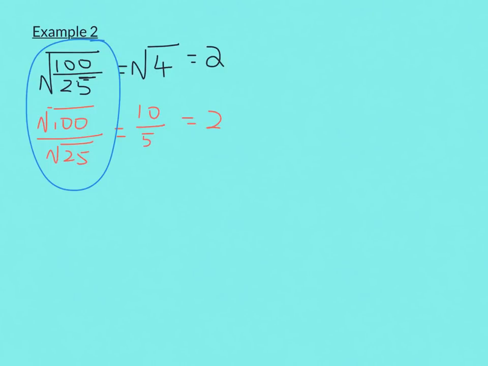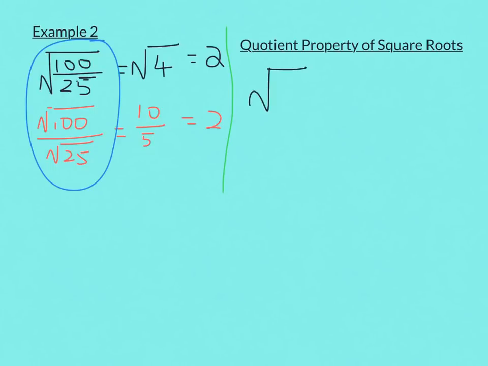This property is also known as the quotient property of square roots. For any non-negative real number a and any positive real number b, square root of a divided by b is equal to square root of a divided by square root of b. If the radicand is a quotient, you can break it up into the square root of the numerator divided by the square root of the denominator, provided that b is not equal to 0.